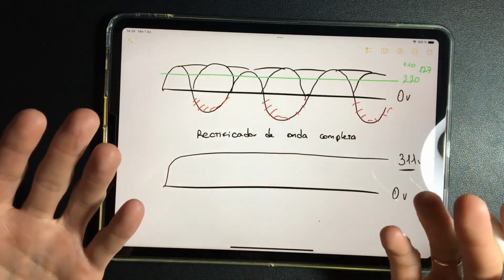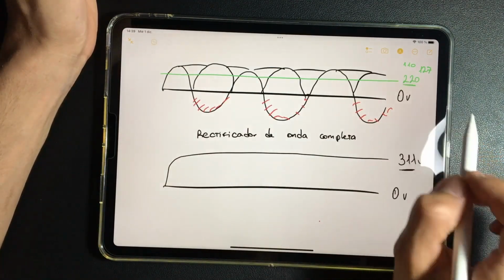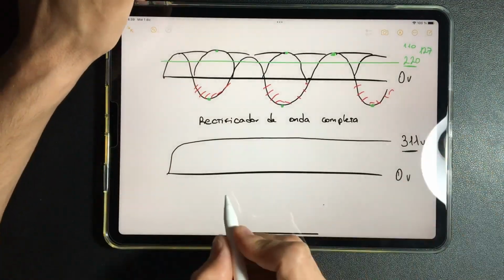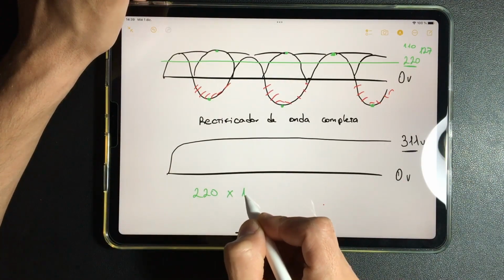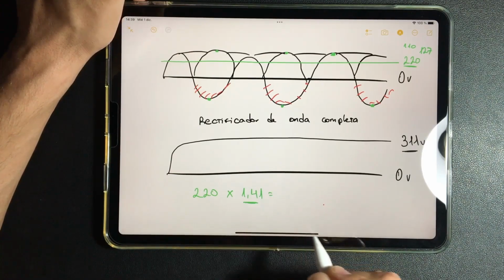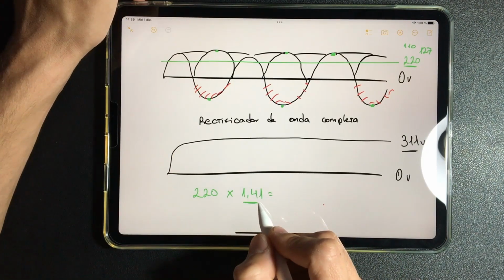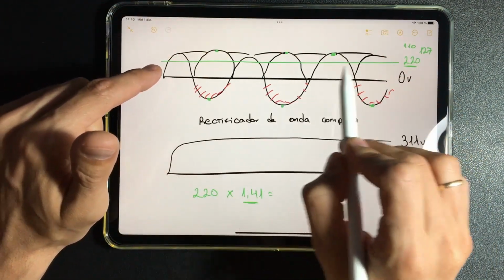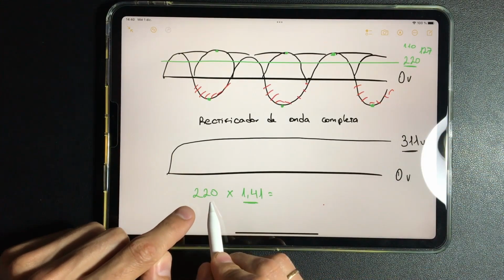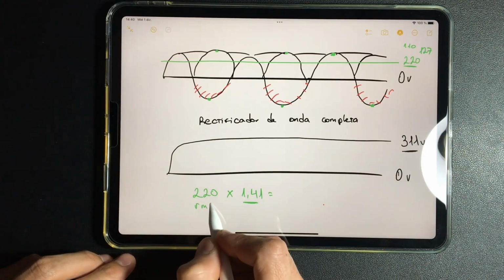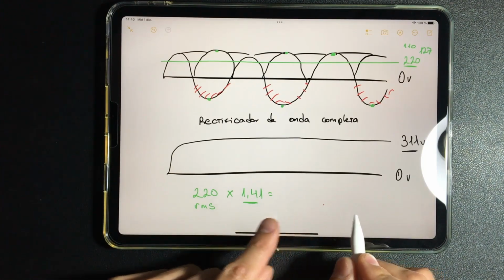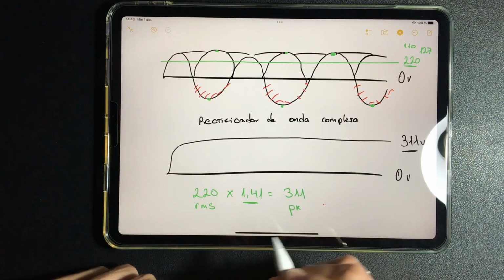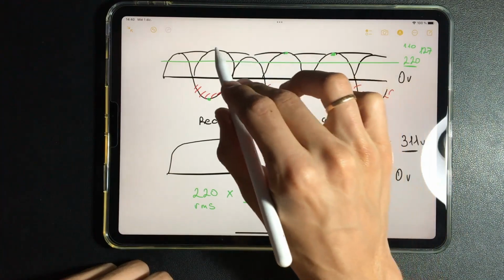If we want to know the maximum that there is in the line that we are measuring, 220, if we want to know the maximum voltage that is reached at each peak, we have to multiply the voltage by 1.41, which is a fixed factor or a constant, which we are going to use to know the peak of a sinusoidal voltage of 220. This voltage, RMS, the voltage that we are going to get with this calculation, is almost 311. This is the peak voltage, and these are the peak voltages.